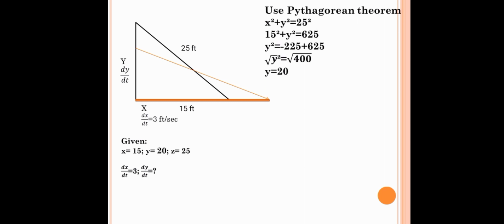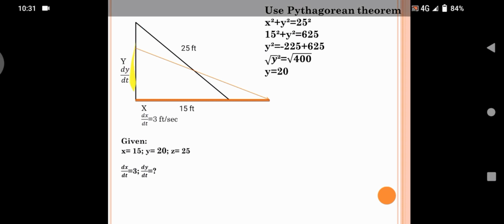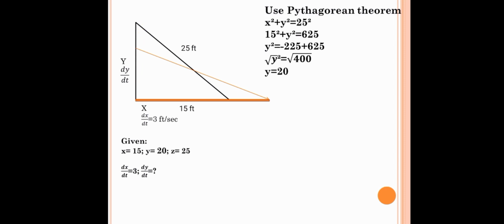Since we have the value of x, which is the distance of the ladder from the wall, 15, we are looking for the value of y, meaning the distance over here. To get that value, we will use the Pythagorean theorem, which is x squared plus y squared is equal to z squared. So this is the formula. x squared plus y squared is equal to 25 squared and our x is 15. 15 squared plus y squared is equal to 625.